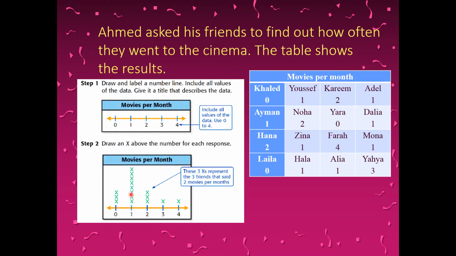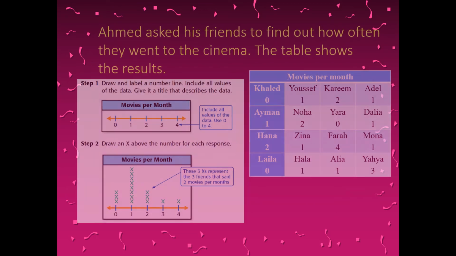Okay, so how many go to the cinema 2 times per month? 1, 2, 3, only 3. Okay, we put here 3 x's. And how many go 3 times? Only 1. And how many 4? Also only 1. Okay, let's move to the next part.